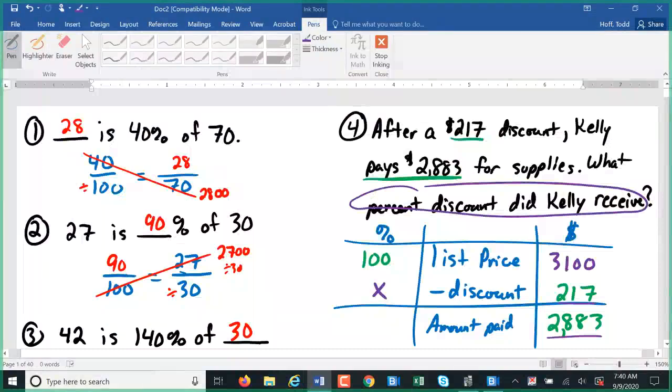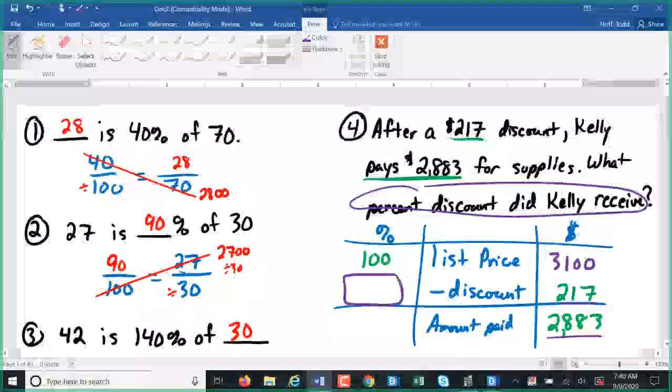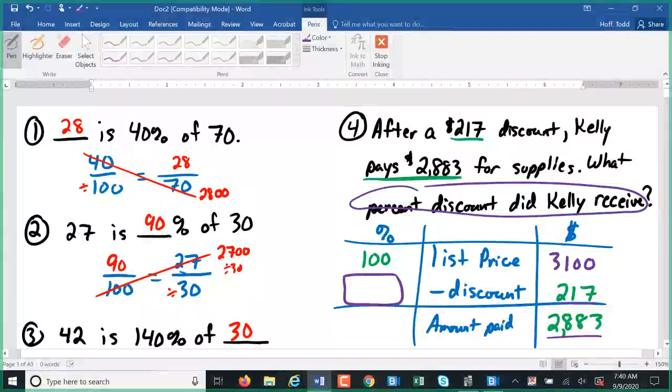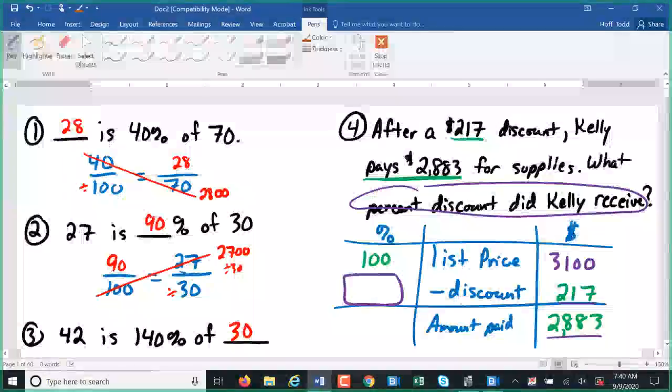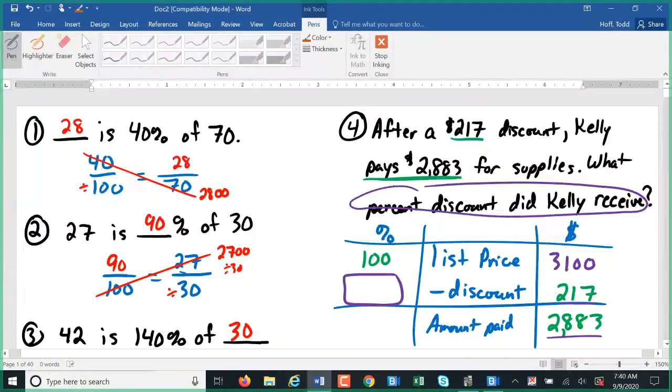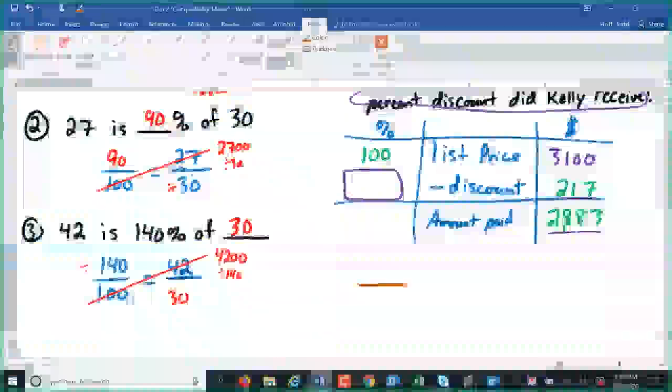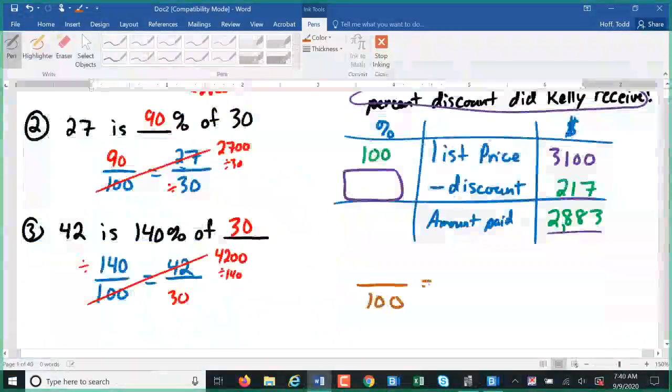We're asked to find what percent is the discount. That's this amount right here that we're asked to find. We're not used to variable notation, so I'm going to put an empty box here. So now what this is telling us is we have 217 out of 3,100. So our percent discount is blank out of 100. 217 represents the discount, and that's what we're looking for. And that's out of 3,100.